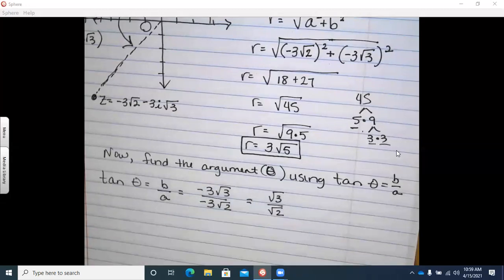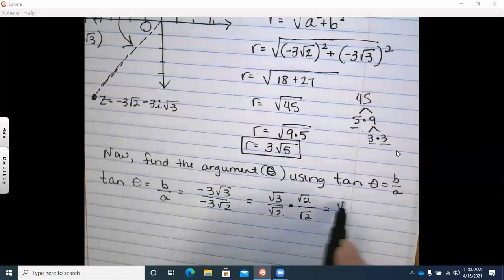And we know we don't like to leave a radical in the denominator, so we have to rationalize. So we're going to have to multiply by what fraction? Square root of 2 over square root of 2. So that gives us, in the numerator, what do we have? Square root of 6 over square root of 4, which equals 2.